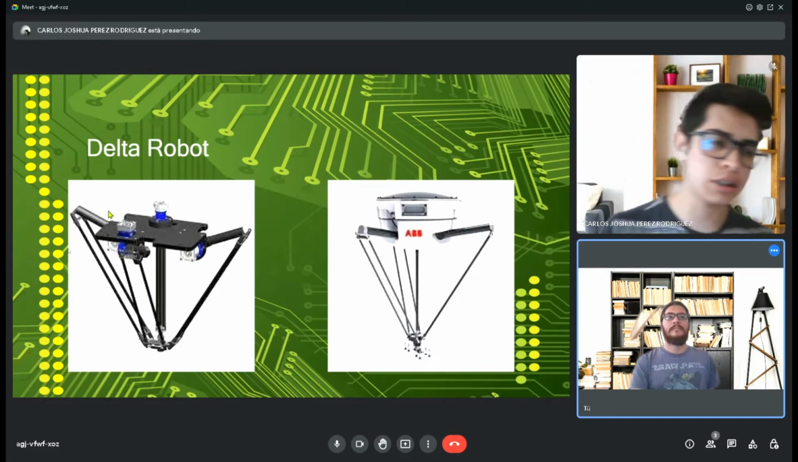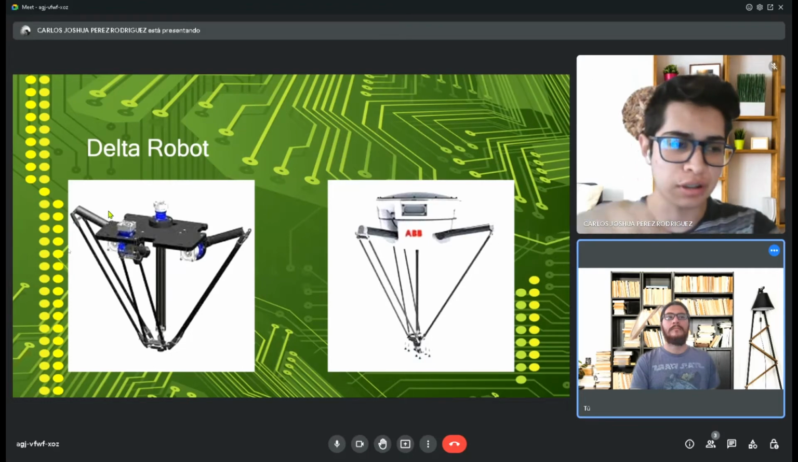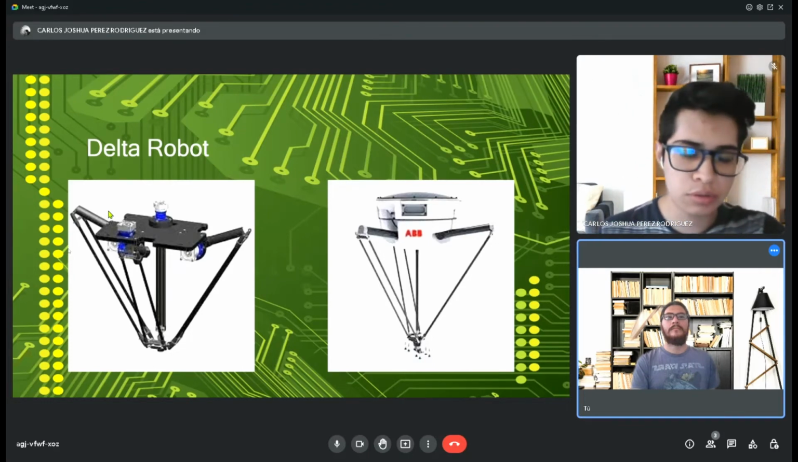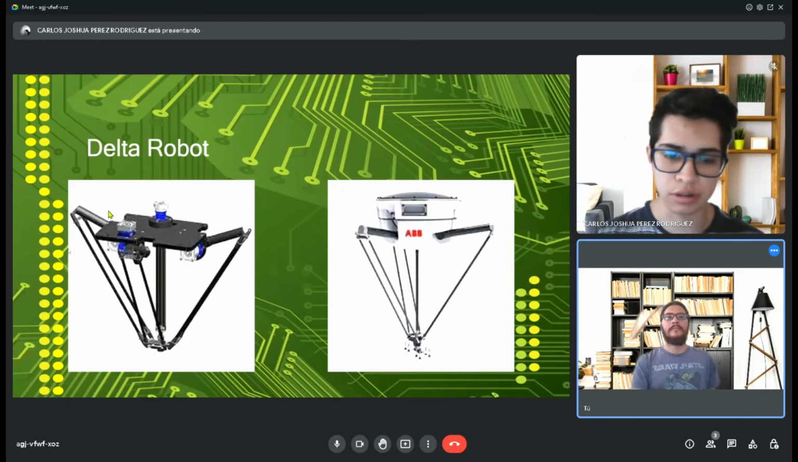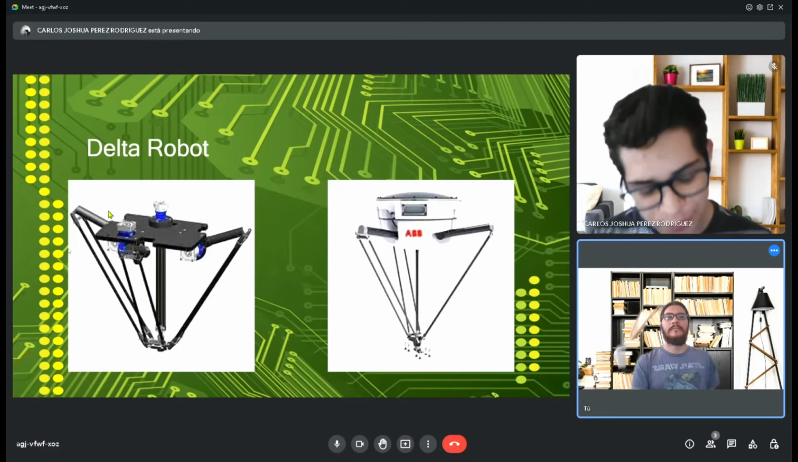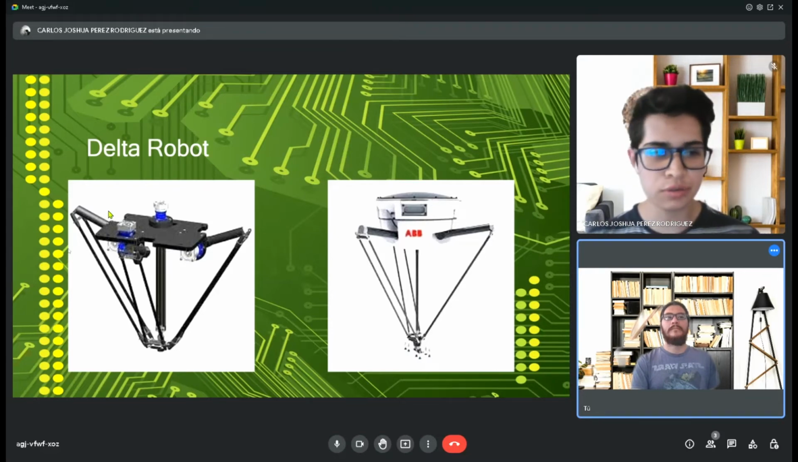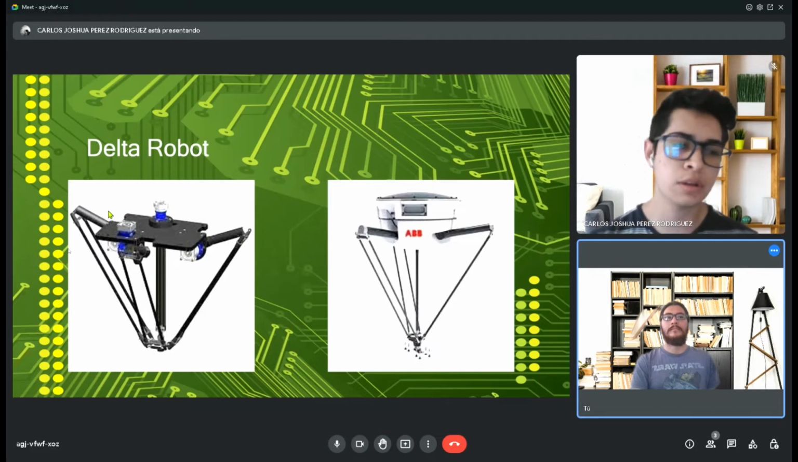The next one is the Delta robot. This robot is the most different from the other robots that we saw. This robot normally has six axes, six spheric axes. A Delta robot consists of at least three arms connected to a tool and a common base.